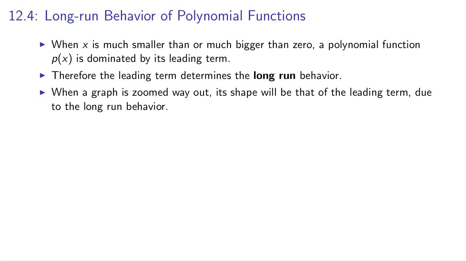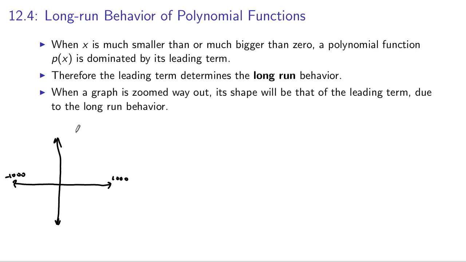Algebra 2, Chapter 12, Section 4, Long-Run Behavior of Polynomial Functions. When x is much smaller than or much bigger than 0, a polynomial function is dominated by its leading term. So if we were to graph a polynomial function where the input axis is very big, what if we went from minus 1,000 to 1,000? Then the leading term will dominate the long-run behavior, whatever that is.